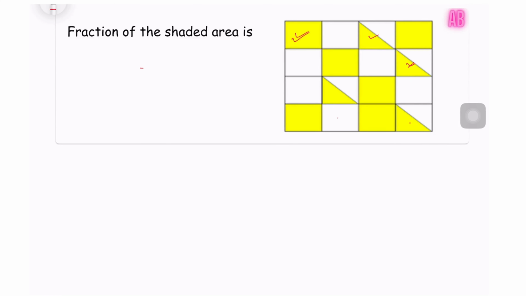So how I'm going to do it is I will take a two-step approach here. First, step one, I will count fully shaded boxes. Let me choose some other color, maybe blue. So 1, 2, 3, 4, 5, 6. Okay, so there are 6 fully shaded boxes.